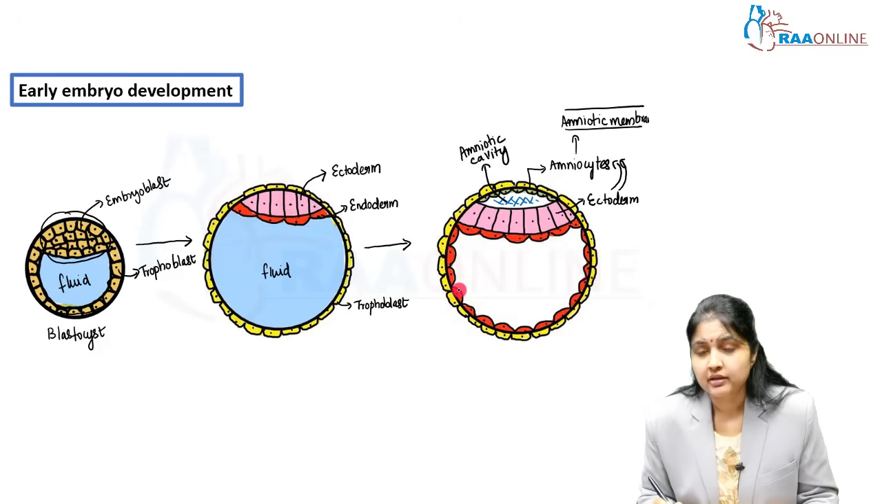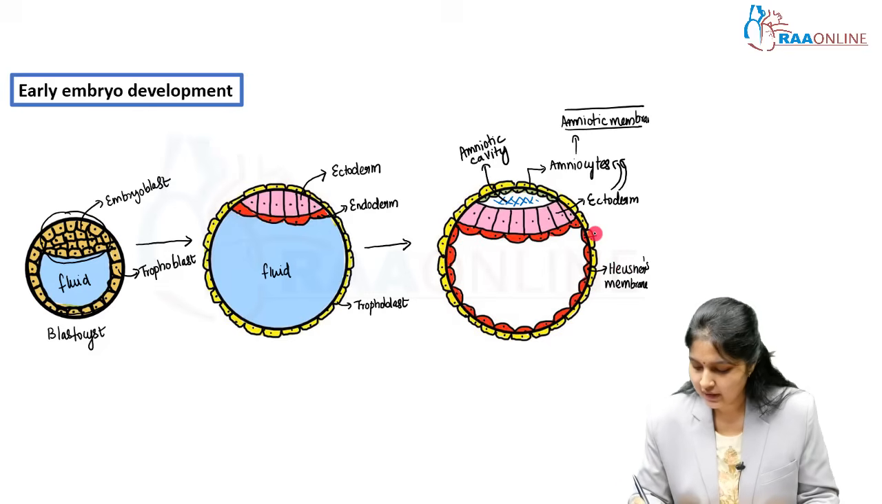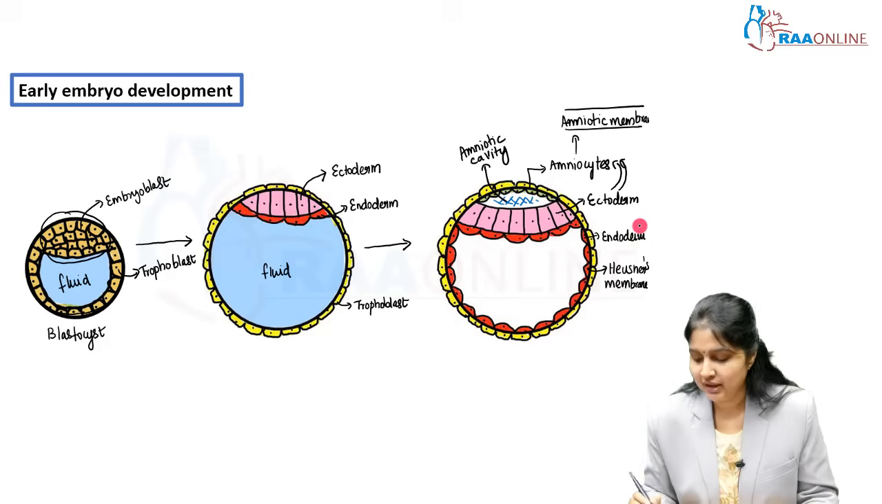Now another change that is happening is that you can see the endodermal cells have lined the inner part of the fluid cavity, and this membrane is called Heuser's membrane. The origin of Heuser's membrane is a little controversial. Some people say it is derived from the endoderm, but some people say it might be from the trophoblast.